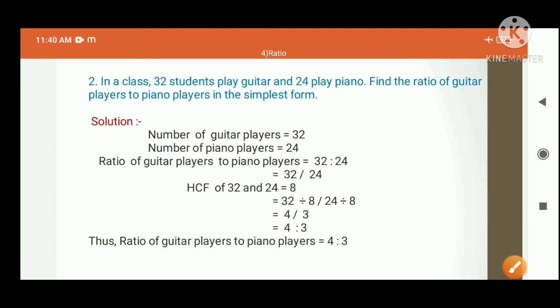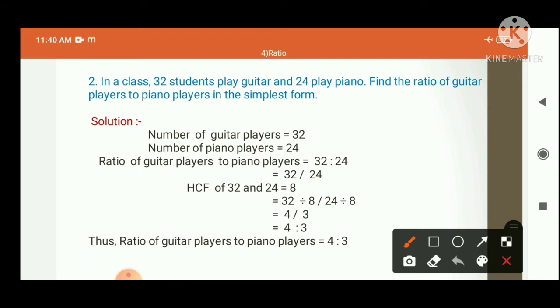So see student, here the number of guitar players is 32 and the number of piano players is 24. So its ratio of guitar players to piano players is 32 is to 24. Now we express this ratio in fraction form. So here we get 32 upon 24. Now we have to reduce it into simplest form. So for that we have to find its HCF. So HCF of 32 and 24 is 8.